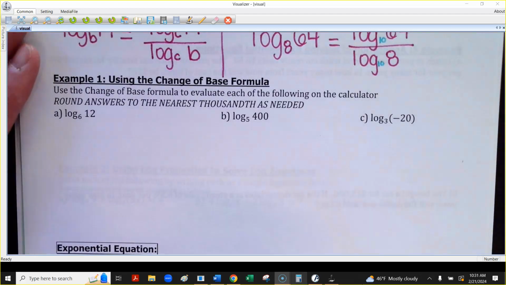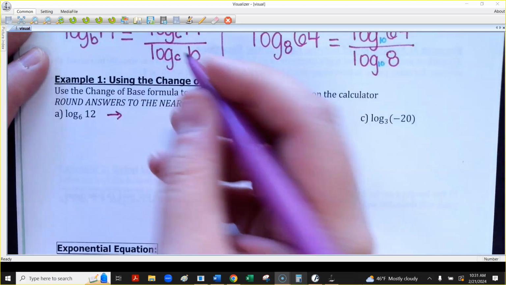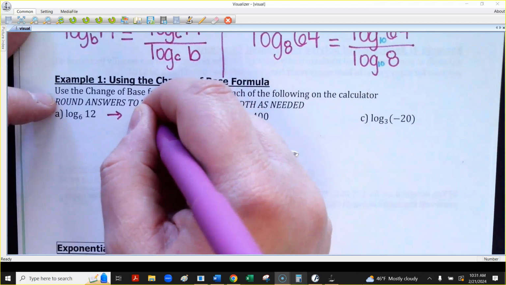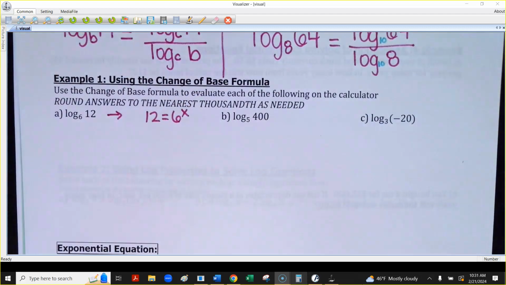So I'm going to write this to the side. You don't have to write this on your paper, but I'm going to write this to the side. What this means, in exponential form, would be 12 equals 6 to the x power. That would be the exponential form. So my answer would be like 6 to this power equals 12. All right, it's not a nice number because 6 to a power does not become 12. So this will be a decimal.